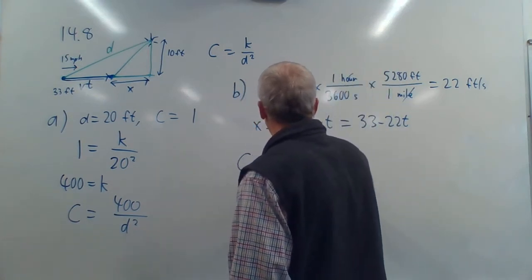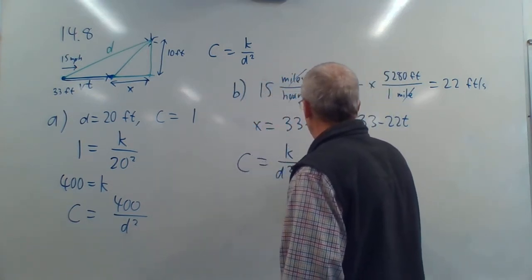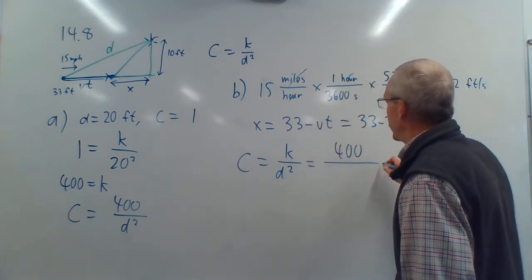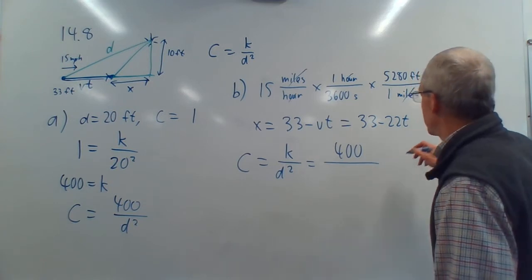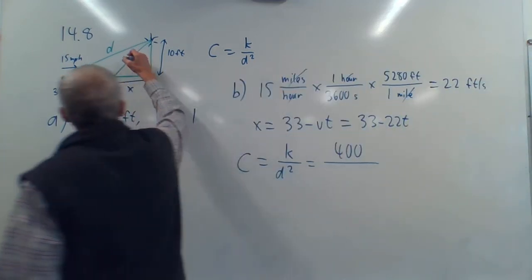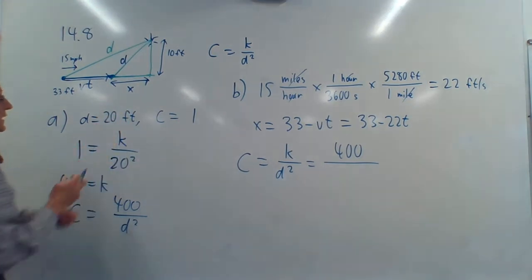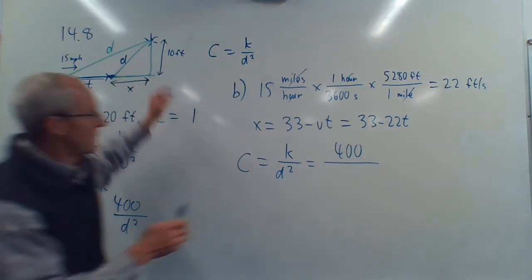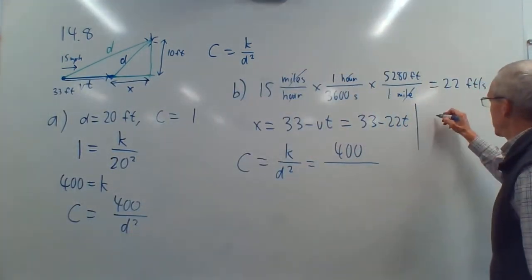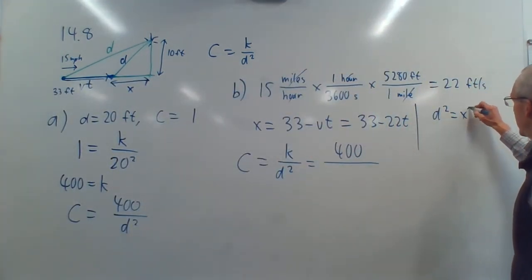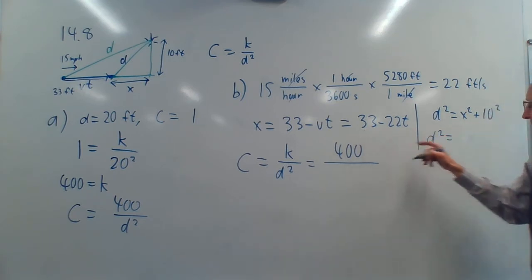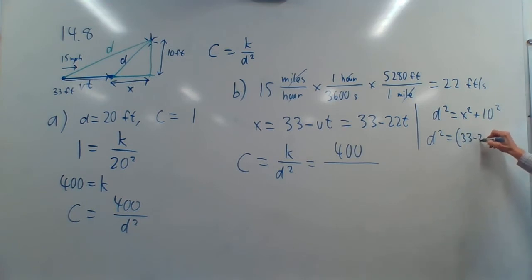C is k over d squared, where k is 400. We figured that out. So it's 400 divided by, okay, we have to do some right triangle stuff here. And this is d. So d squared is x squared plus 10 squared, right? So I'll write that over here. d squared is x squared plus 10 squared, where x is this. So (33 minus 22t) squared plus 100.